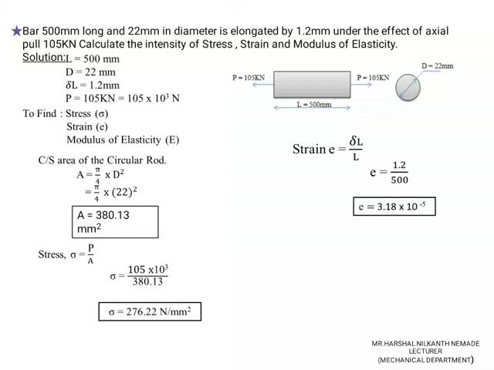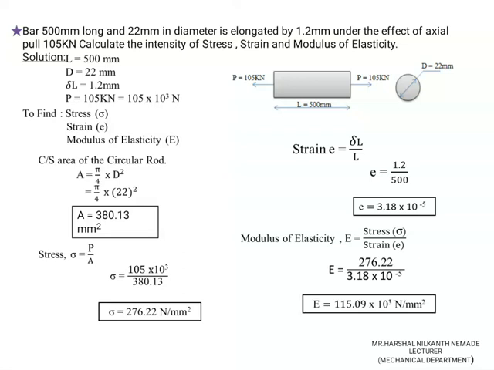After that, I need the modulus of elasticity. The modulus of elasticity is given by capital E is equal to stress upon strain. So capital E is equal to stress, 276.22, divided by small e, 3.18 multiplied by 10 raised to 5. Solving, I will get capital E is equal to 115.09 multiplied by 10 raised to 3 Newton per mm square.